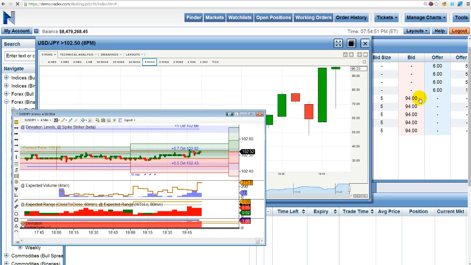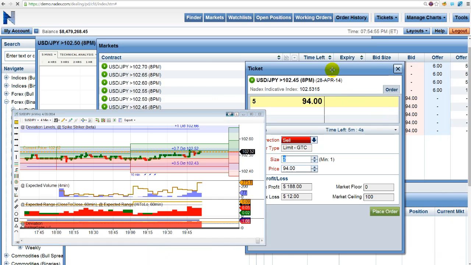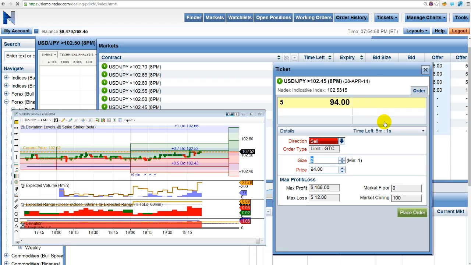See, a binary right here, if I sell it at 94, and let's say it expires, and this is one of those sort of, can't be a trick question, but I really encourage you to answer it. If I sell it at 94, and let's say the market does expire down at 102.40, okay? What did the binary expire at?